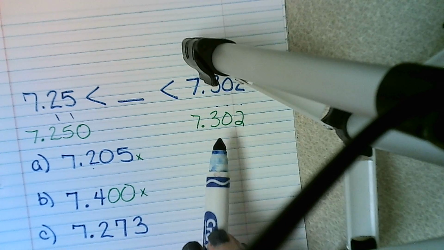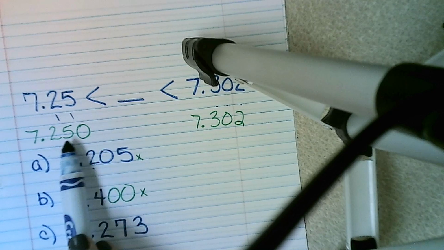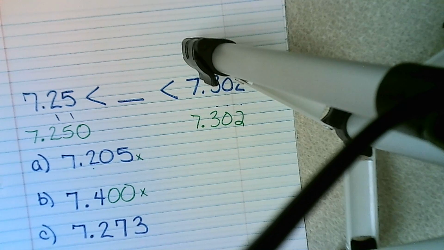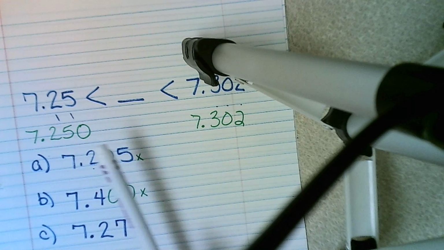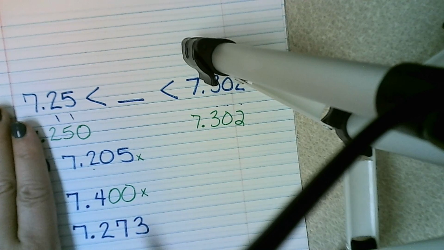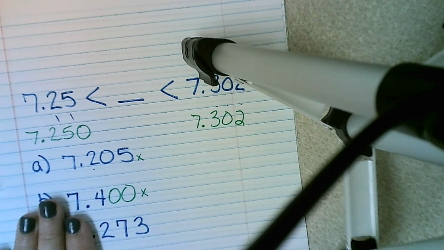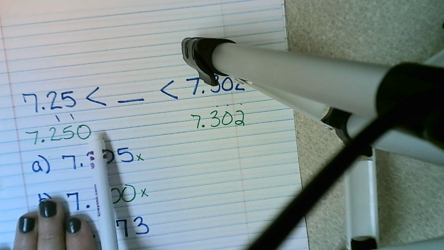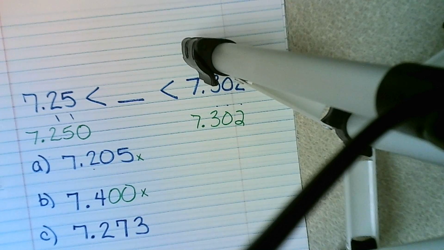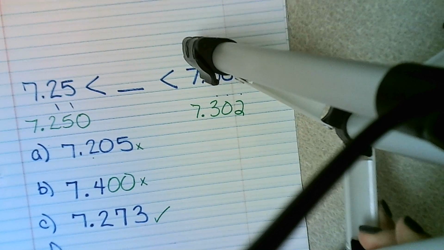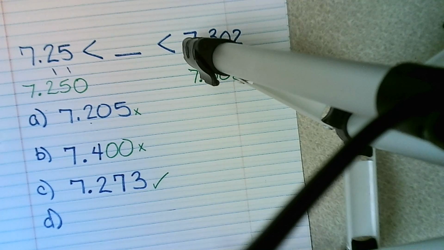Okay, this one has 3, that one has 3. Since I've already written it, now that one has 3. So 250, 300. Is 273 bigger than 250 and less than 300? Yes, it is. Now, before I enter my answer in the computer, I'm going to look at the very last one, just in case I made a mistake. Always check all your answers.